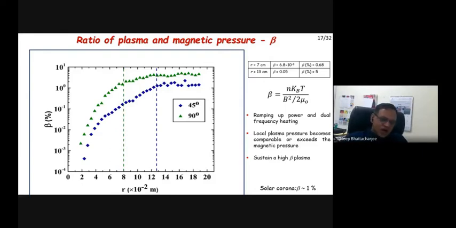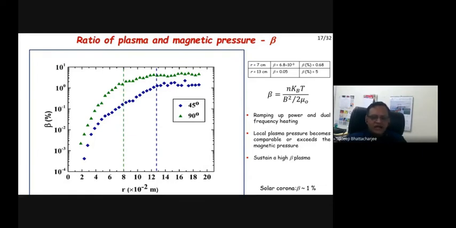And this around 1.35 or 1.5 centimeter is the surface of the magnet. So there is no data inside that. Now, what I have plotted is beta in percentage. And as you can see on the right hand side, beta is the ratio of plasma pressure to magnetic pressure. And this table here shows values of beta at R equal to 7 centimeter and R equal to 13 centimeter.